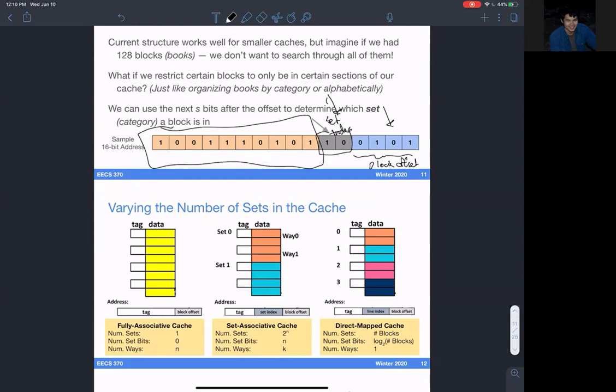And the number of ways is the number of things in the set. And since we have n lines in our set, so one line would be this, and we have n of those, that means the number of ways in our set is n.